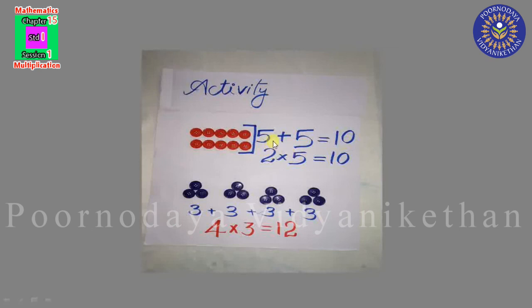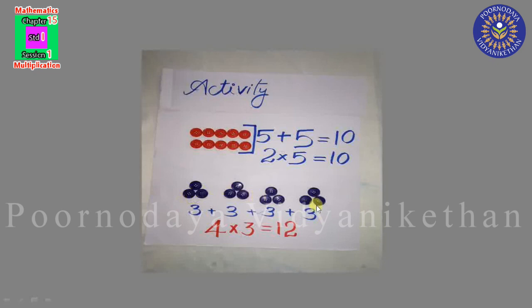Look here. How many 5s have I written here? 5 plus 5. 2 5s. Isn't it? So 2 into 5 is equal to 10. We can write like this also. 2 into 5 is equal to 10. Clear? Now look at the second case.